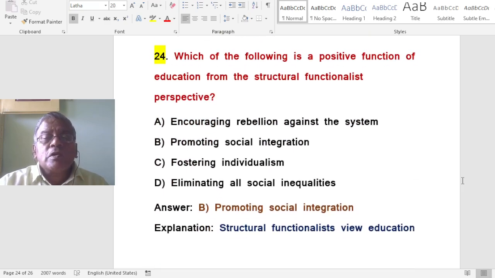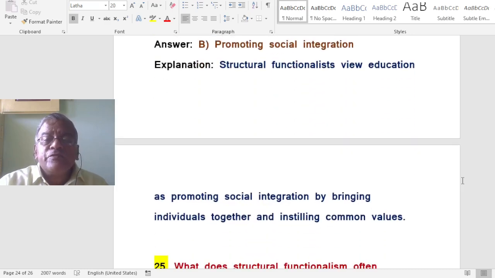Which of the following is a positive function of education from the structural functionalist perspective? Encouraging rebellion against the system, promoting social integration, fostering individualism, eliminating all social inequalities. Promoting social integration. Structural functionalists view education as promoting social integration by bringing individuals together and instilling common values in the students.